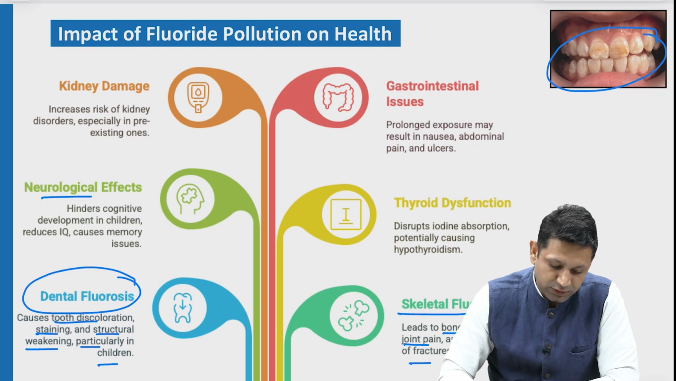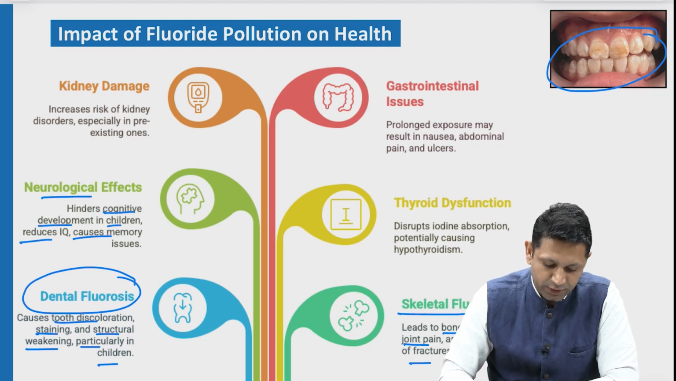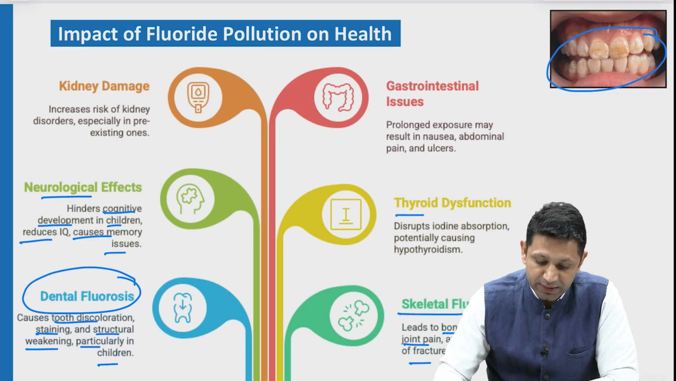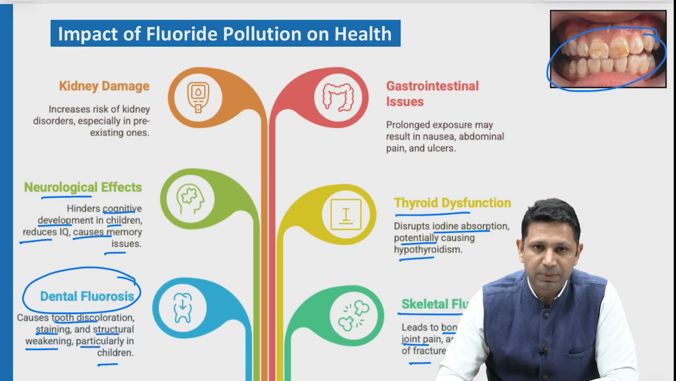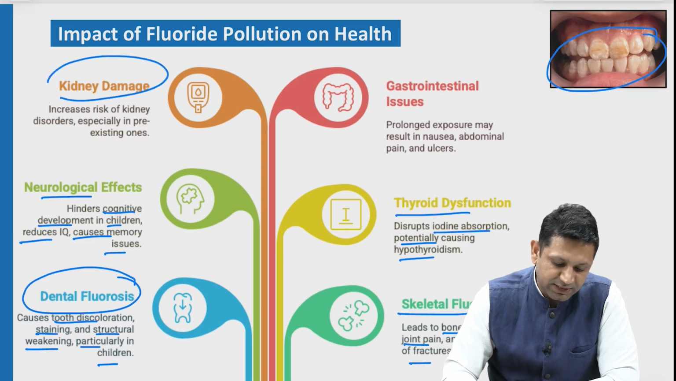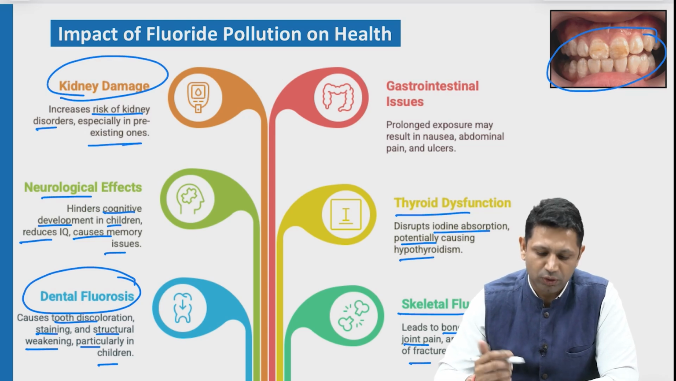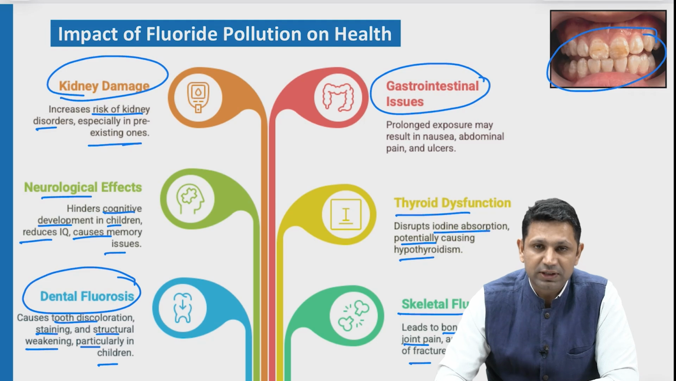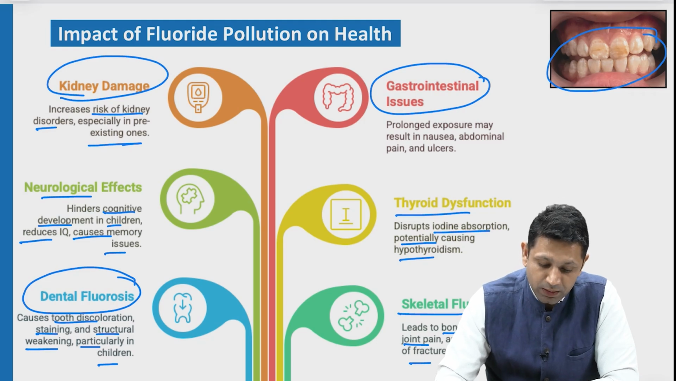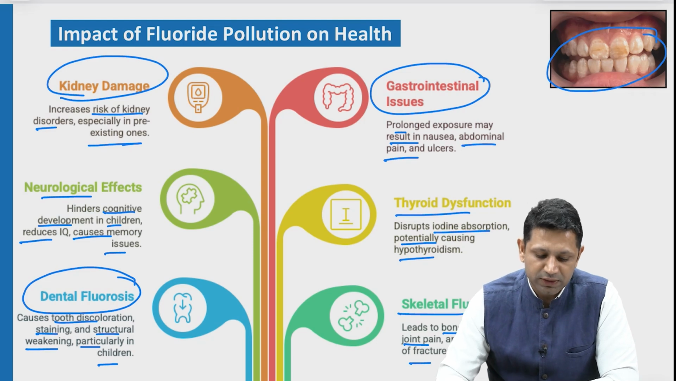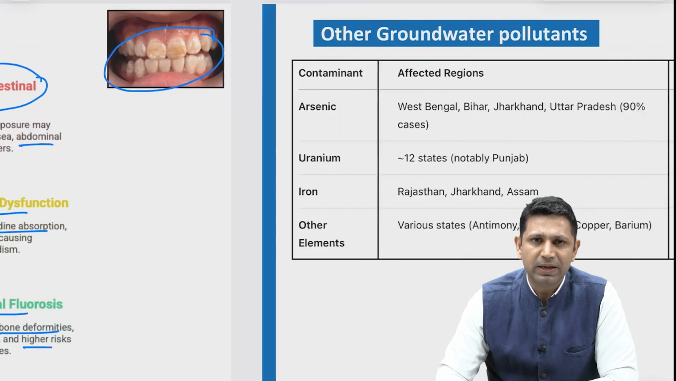Then it has neurological effects also. It hinders the cognitive development in children, reduces IQ and causes memory issues. Then thyroid dysfunction, disrupts iodine absorption, potentially causing hyperthyroidism. Then also it affects the kidney. It increases the risk of kidney disorders, especially pre-existing ones. So it aggravates the kidney disorders. Last is gastrointestinal issues. Prolonged exposure may result in nausea, abdominal pain and ulcers. So these are the impacts of fluoride on our human health.